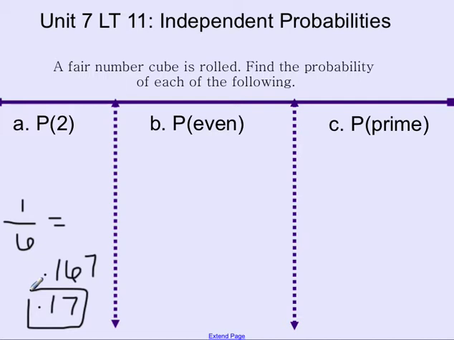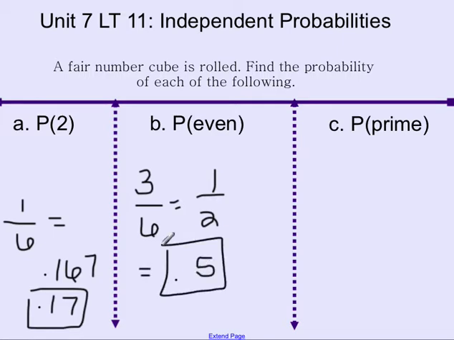Next, taking a look at finding the probability that it is an even number. So of the 6 total numbers on the die, we have 2, 4, and 6. So we have 3 even numbers. That reduces to the fraction 1/2. Well, 1 divided by 2 is 0.5. So 0.5 is the probability for that one.